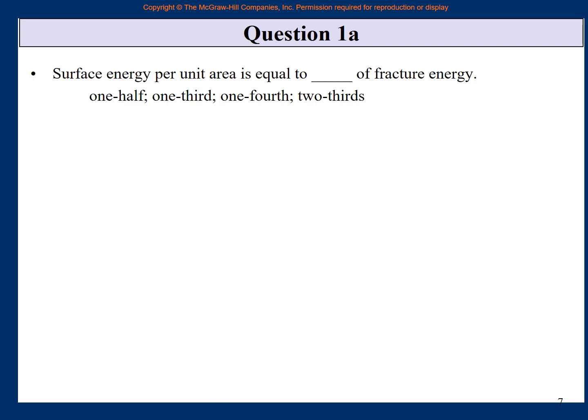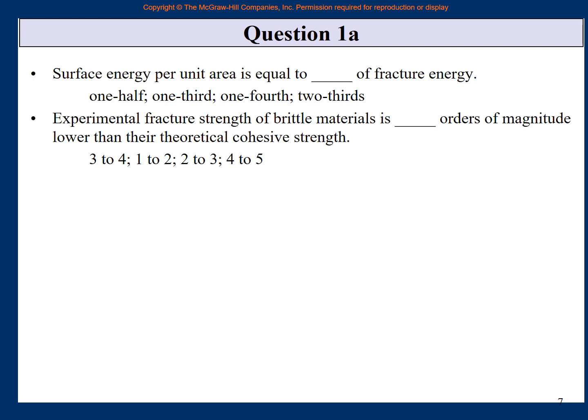The 2 surfaces are created, right? So the surface energy is 1/2 of the value given. Experimental fracture strength of brittle materials is dash orders of magnitude lower than their theoretical cohesive strength: 3 to 4, 1 to 2, 2 to 3, 4 to 5. So remember that there is a factor of roughly 1 upon pi. Pi is 3.14, right? So the correct answer is 3 to 4 times.